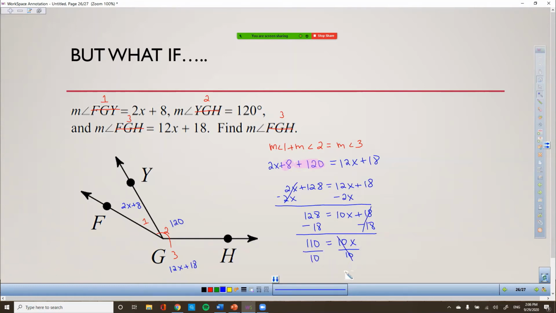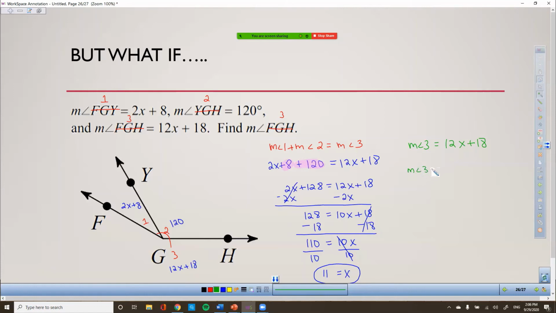So once I finish my algebra here, I get that x equals 11. But again, the question is not asking me to solve for x. This time it's asking me to find the measurement of angle 3. And I know that the measurement of angle 3 equals 12x plus 18. So now that I know x is 11, I'm going to substitute it in there to be able to find the measurement of angle 3.